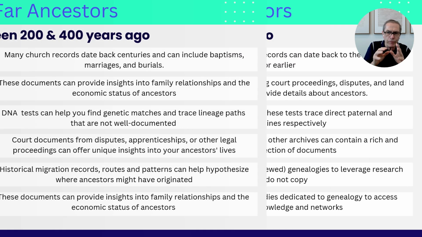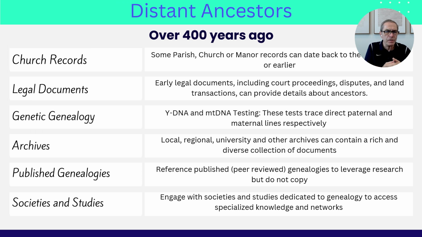Now, going back even further in time to our distant ancestors, it gets a little bit more difficult. Church records are still there. They're harder to read, some might even be in Latin. There's early legal documents, again, court proceedings. Genealogy will still give relationships. Again, they won't tell you how you're related, but it'll give you a relationship. Local, regional, university, and county archives, you may tell stories about your relatives that way. They may have been church wardens, they may have owned a local mill, that kind of stuff.